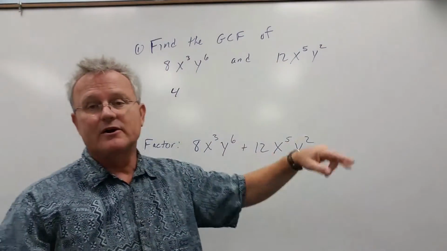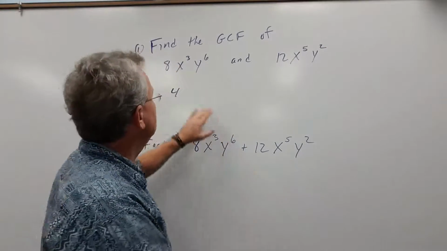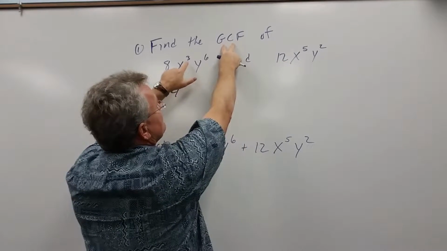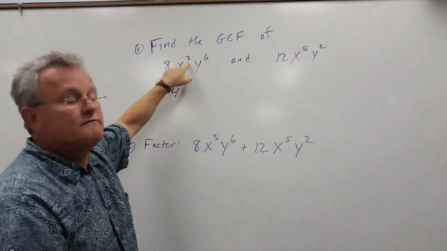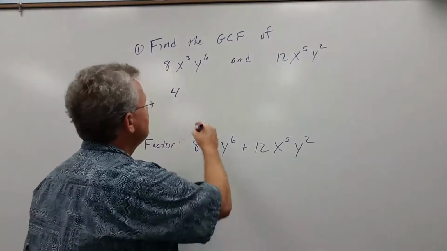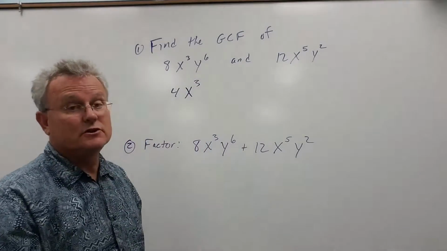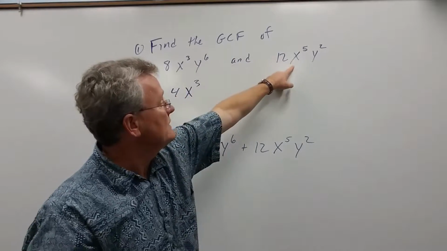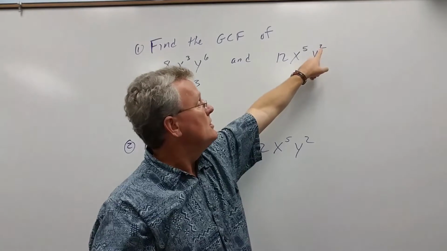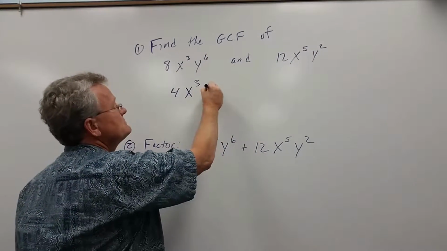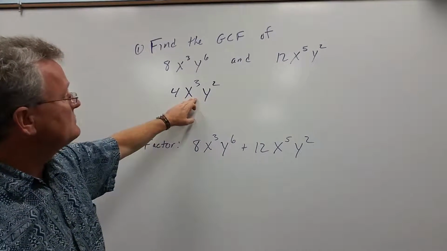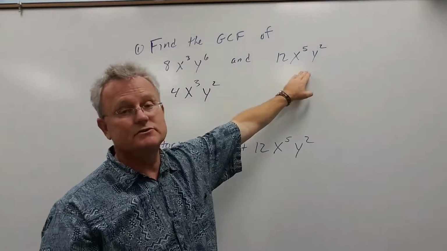For the variable part, it's very simple. All we do is we look at the x variables, and to find the greatest common factor, we actually select the part that has the smaller exponent. 3 is smaller than 5, so x to the 3 is the greatest common factor for these two x terms. For the y terms, we have y to the 6th and y squared. Well, 2 is smaller than 6, so y squared is what we want to write down. So 4x cubed y squared is the greatest common factor for these two terms.